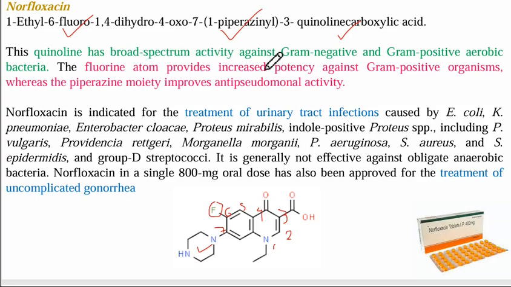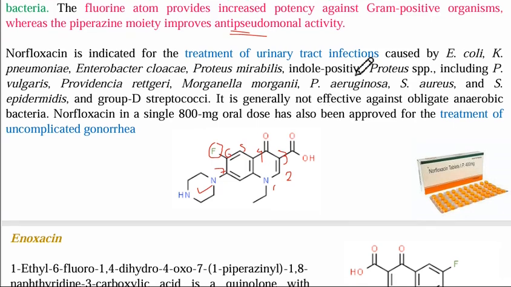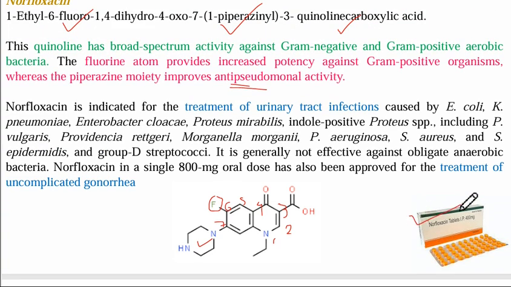Now this fluorine atom gives increased potency and improves the anti-pseudomonal activity, which, as we are studying UTI agents, is prominent in treating urinary tract infections. You can see the marketed product I have displayed here, how it comes, and it is also used in the treatment of uncomplicated gonorrhea.